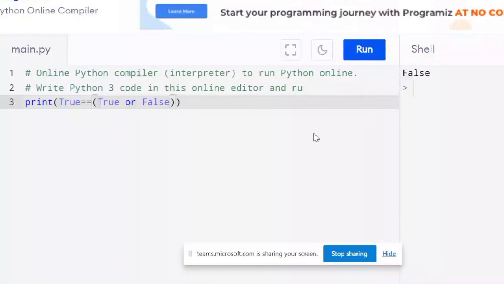True, sir. Very good. So how do you get it true? First, true or false will give you true. Then true equals to true is a true, obviously, right? Yes, sir. Okay.